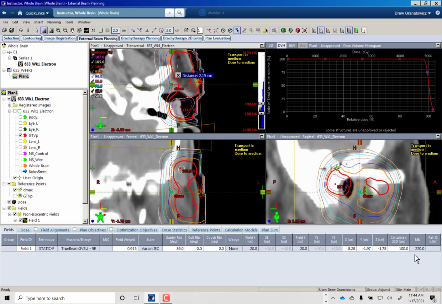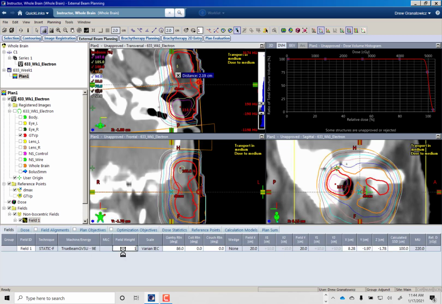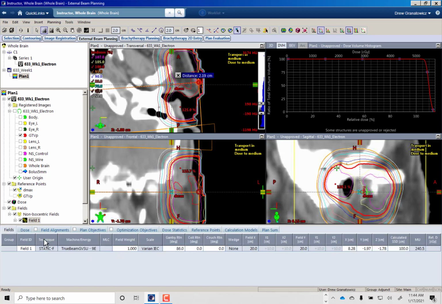And right now we're at 220, what Radcalc suggested. And I'm showing you this way. This is how my clinic does it, okay? If the plan just looks terrible initially, let's change it back to what we were at. So 90%, it just is really hot, and our monitoring units are really high, much higher than Radcalc would suggest.